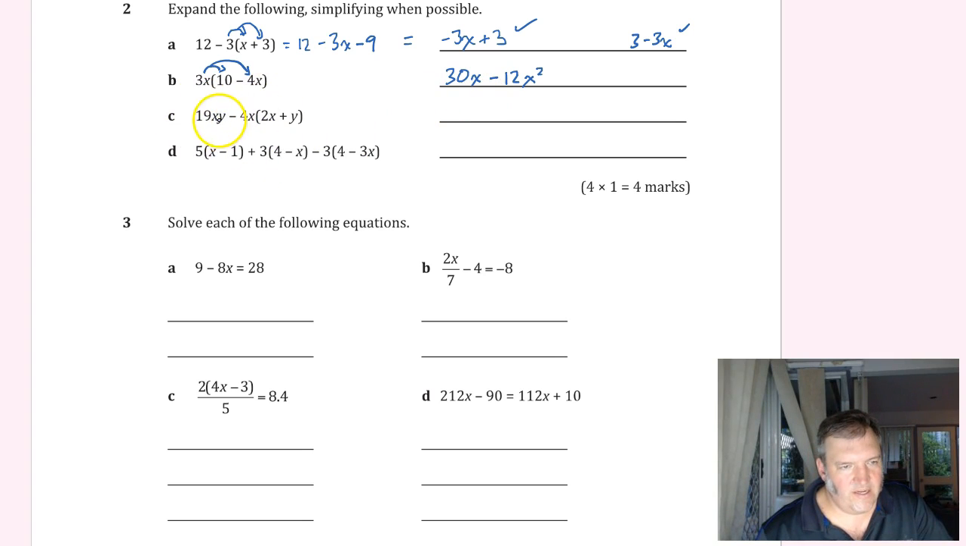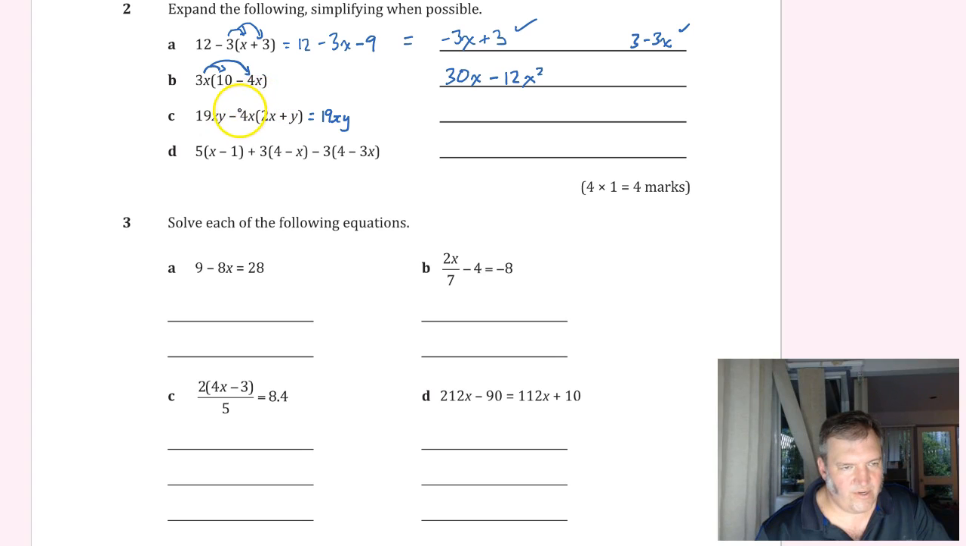Part C, 19xy minus 4x multiplied by 2x plus y. Again, this is a case where I've got a coefficient in front of the bracket or a number in front of the bracket. I've got to expand that bracket. So I'm just going to leave that 19xy alone out the front. I'm not going to get rid of it. It's going to stay there. But let's expand this bracket.